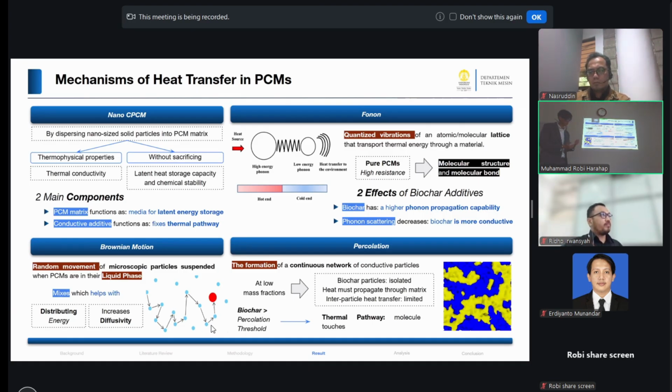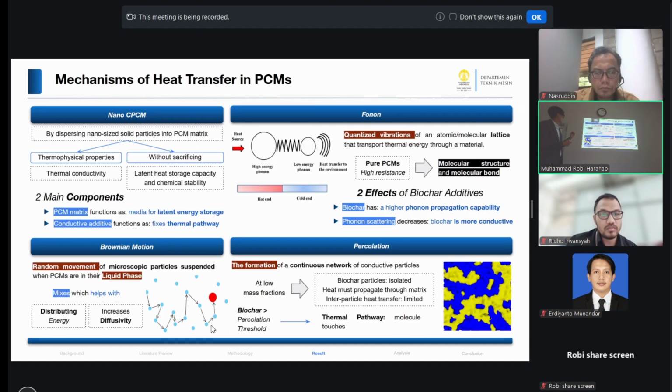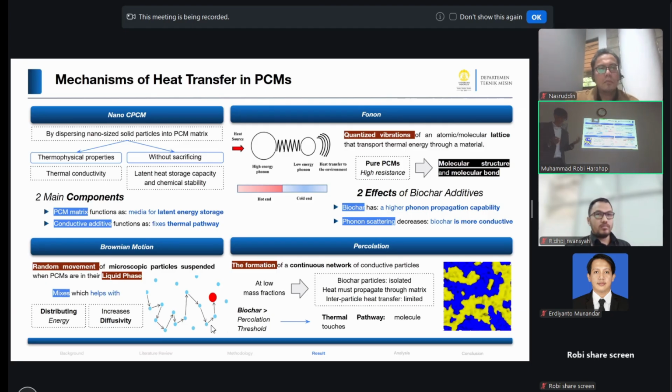So the first mechanism that we're going to talk about in organic phase change material regarding heat transfer is phonon. Maybe contrary to popular belief, one might think the propagation of heat in a phase change material uses electrons, but that is wrong. It is actually using phonons. A phonon is basically a quantized vibration of an atomic or molecular material, and it moves through the lattice of atoms and molecules and transports thermal energy through the material. Basically, without biochar, pure PCMs have high resistance because they have an irregular molecular structure and weak bonds. So the effect of adding biochar is a higher phonon propagation effect, and phonon scattering also decreases because biochar is more conductive.